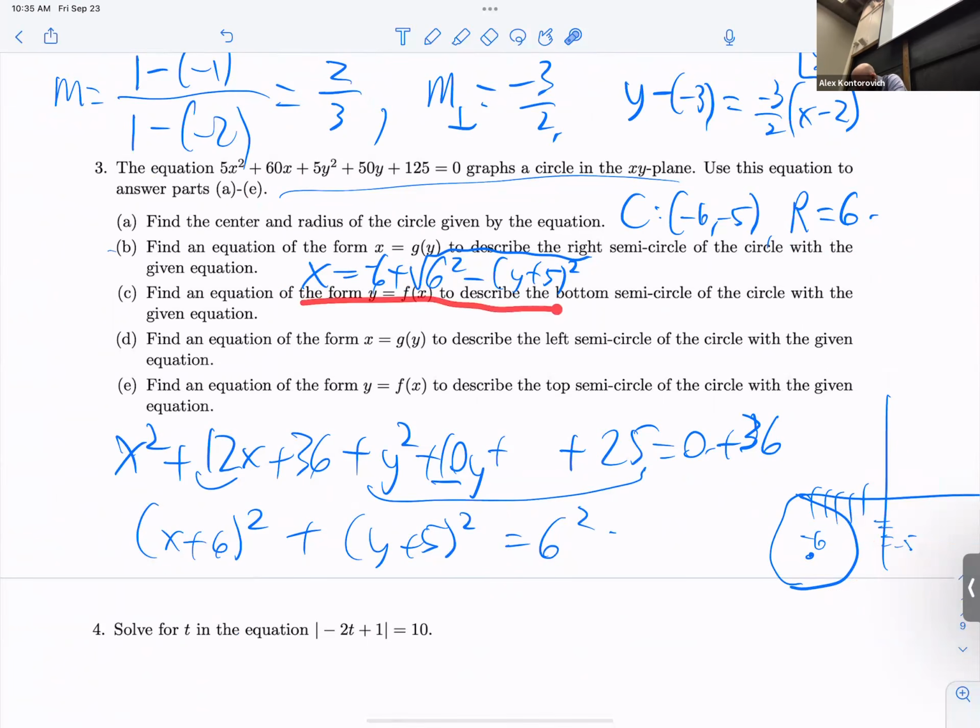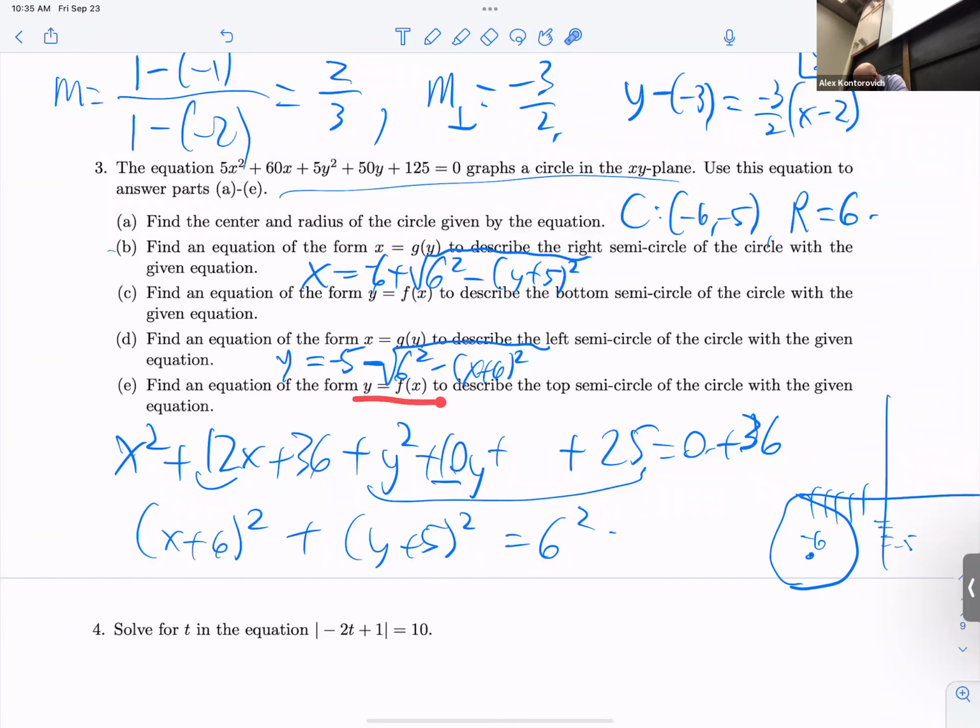Okay. Find an equation of the form to describe the bottom semicircle with the given equation. Okay, the bottom is going to be something very similar. Y equals, okay, I get the 6 squared minus x plus 6 squared, and I square root that. The bottom means I put a minus sign, and then it's centered at -5. So that's the last -5.